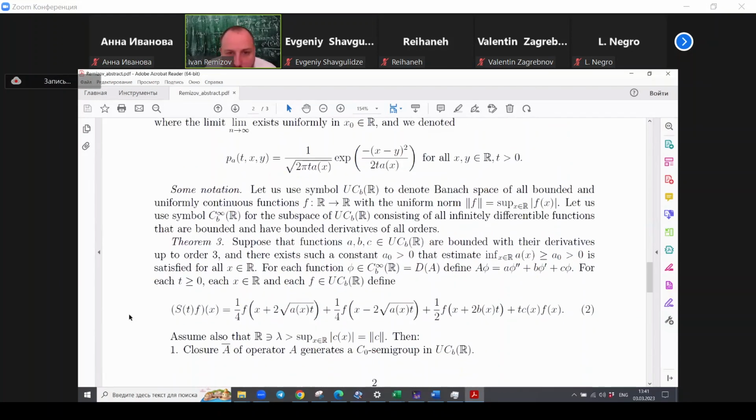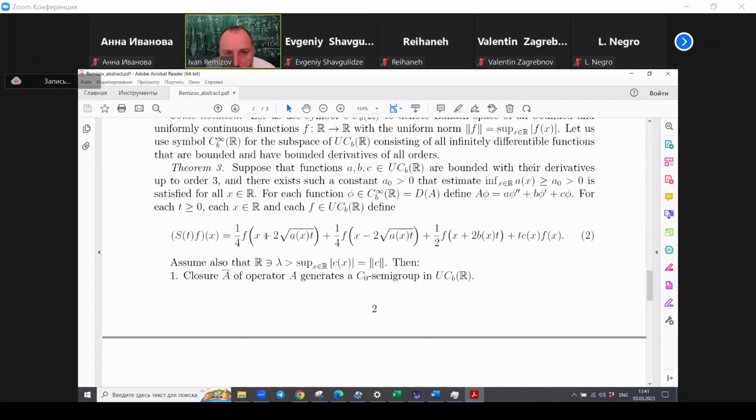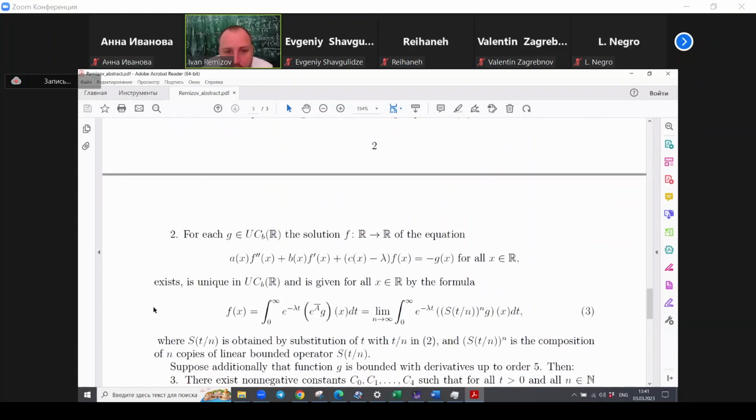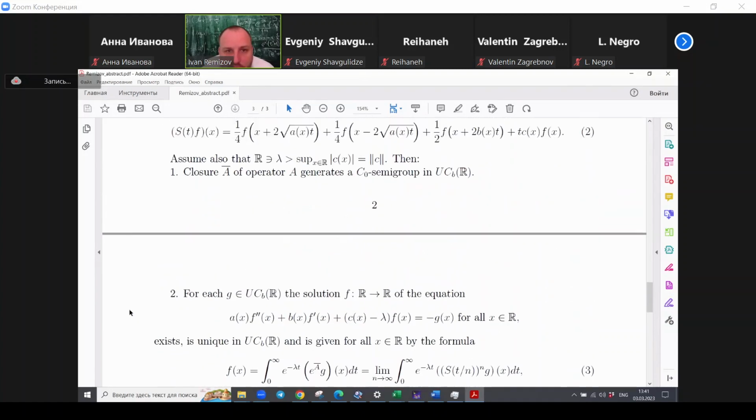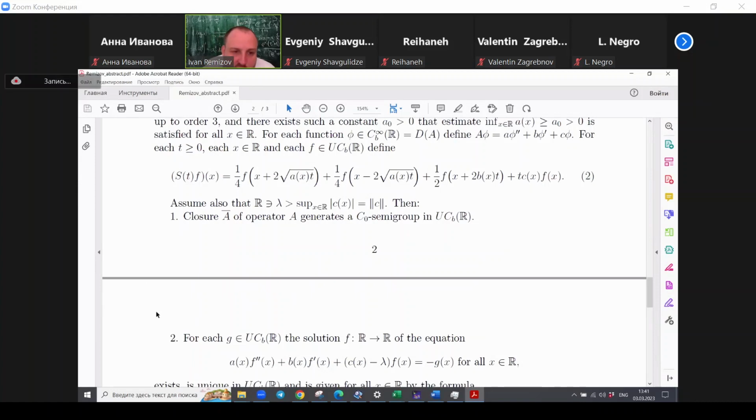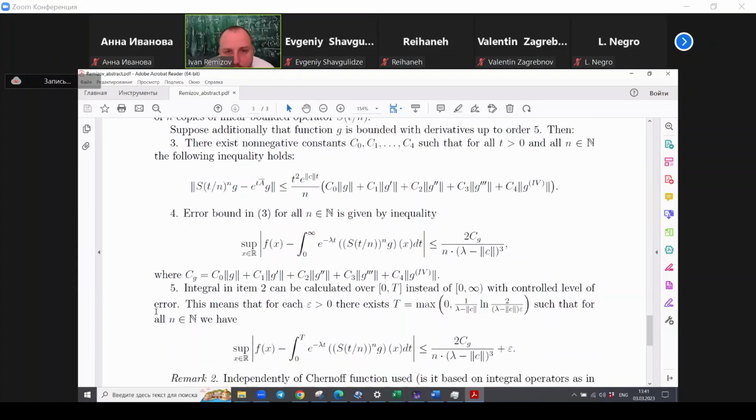If we use for the same equation another Chernoff function, which uses shifts, then you can express the solution of the same equation using those shift operators, integral of Chernoff approximations. And here for that Chernoff function we obtain the estimates, so we can say a few words about the estimates.